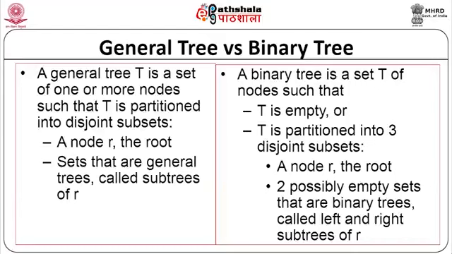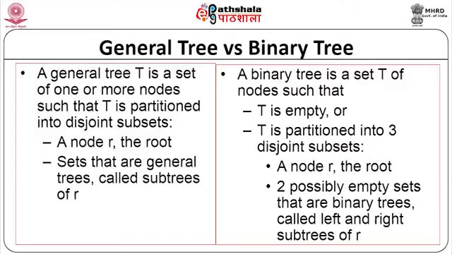Now, let us first compare general trees and binary trees. Now, a general tree is a set of one or more nodes such that T is partitioned into disjoint subsets. We are not saying how many subsets. So, you have a node R, the root, and the sets that are general trees called subtrees of R. This is the definition we gave for a general tree before.